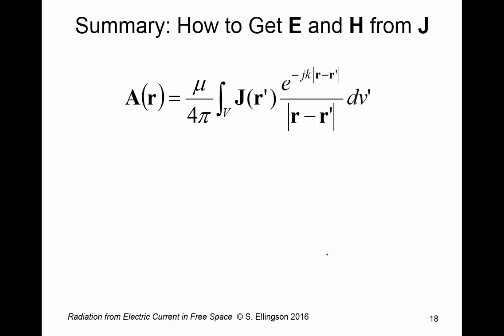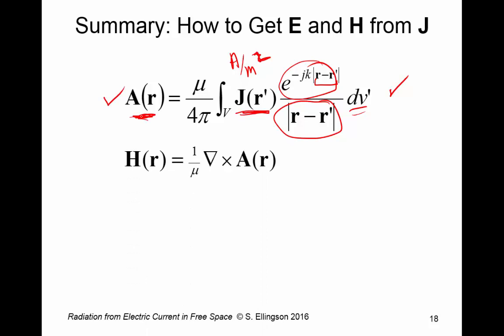So here's the summary. This is really wrapping it up now. What we have found is that to get the fields from the volumetric current density, amps per meter squared, I simply integrate over that current density after multiplying it by e to the minus j k times the distance from the current source divided by the distance from the current source. It's a volumetric integral in general. And then I multiply by mu divided by 4 pi. That gives me the magnetic vector potential.